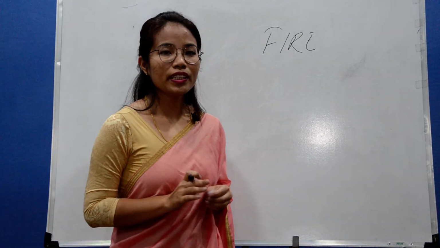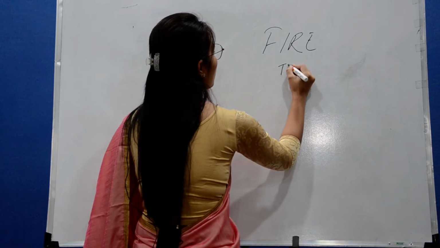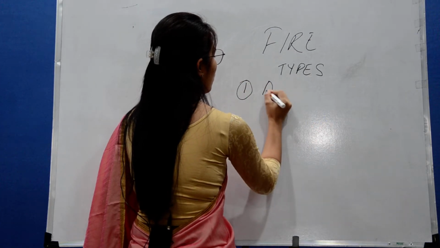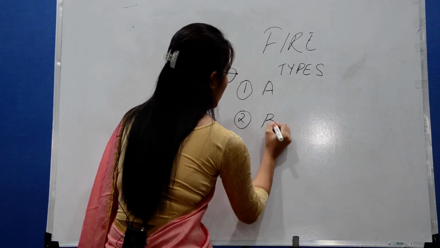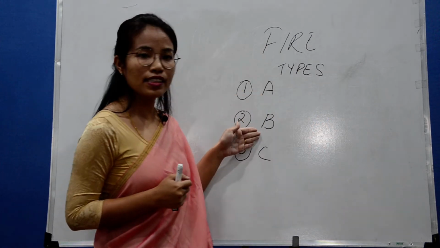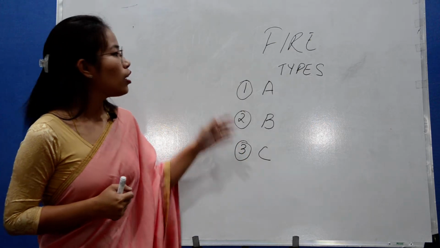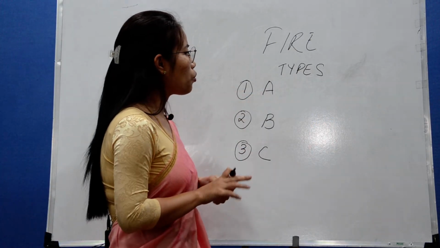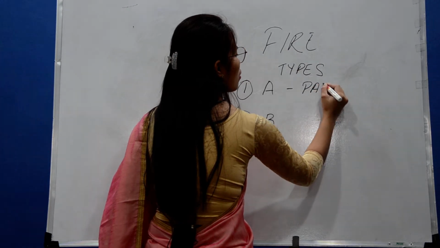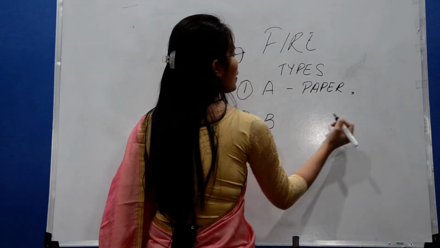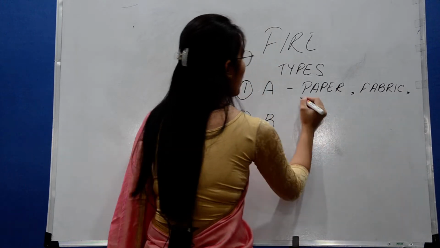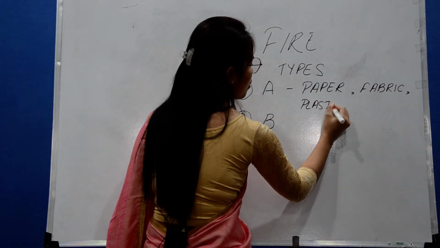We'll be discussing three types of fire here. First will be type A, second will be type B, and the third will be type C. So we'll discuss what are the fuel required for type A. That will be paper, then fabric, plastic, etc.